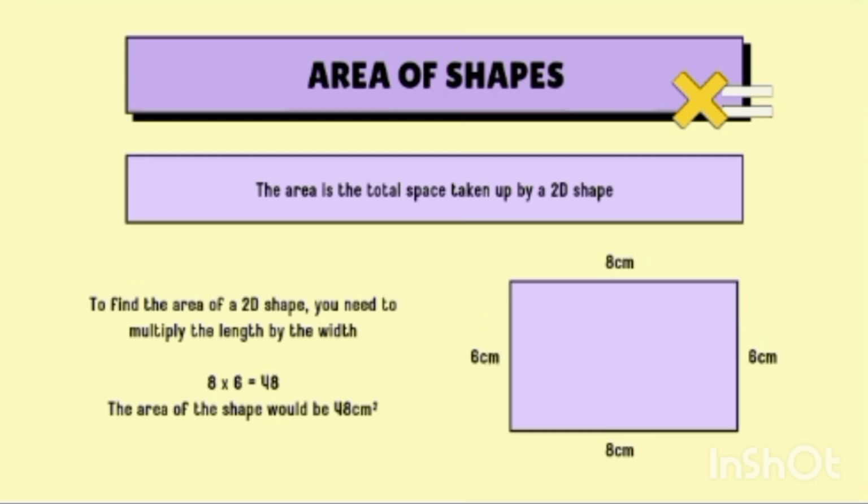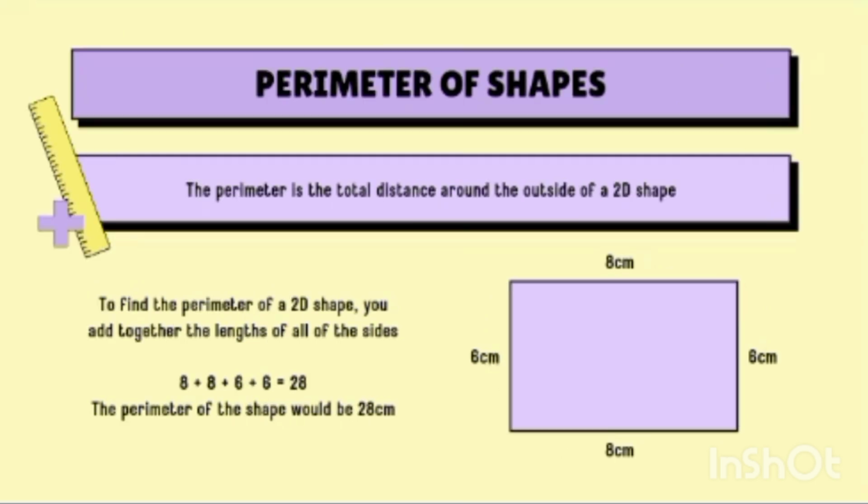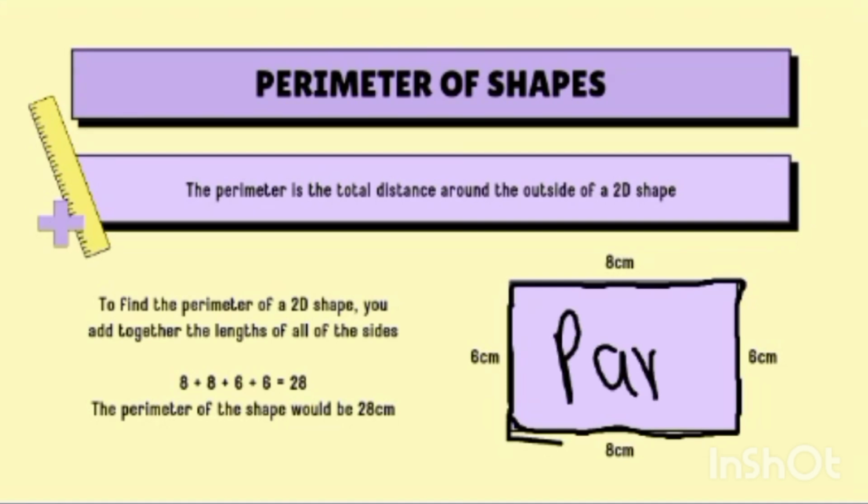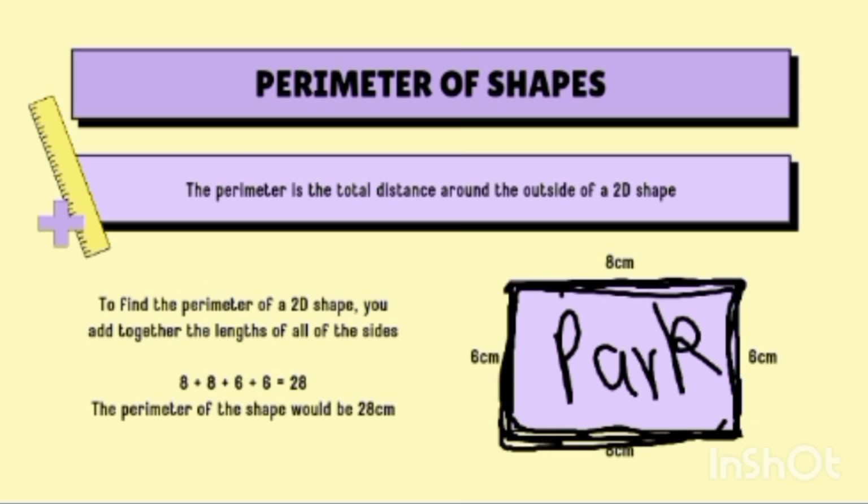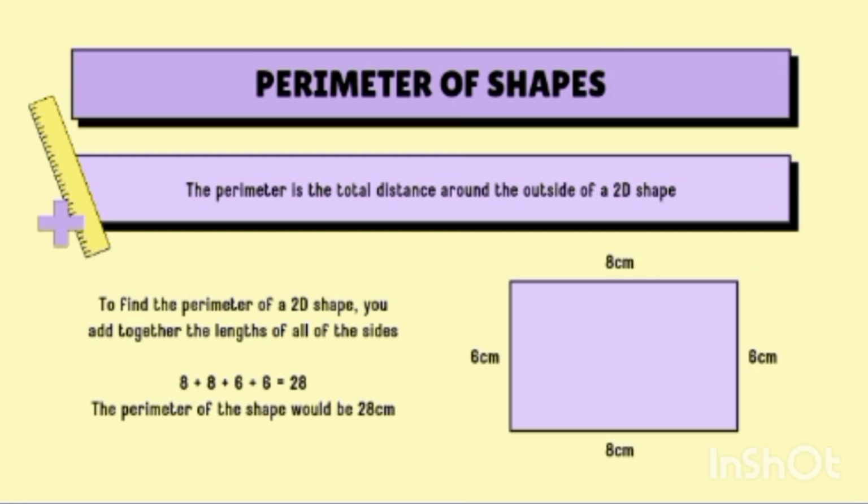But when we talk about perimeter, the perimeter is the total distance around the outside. So they are talking about around and outside. It means they're talking about the outline of the shape. For example, suppose this is a park and you want fencing around the park. In that case you should know the perimeter of that park. That is what perimeter is.